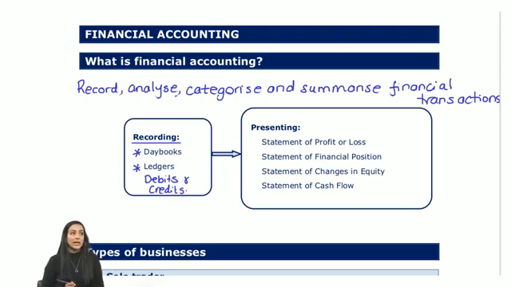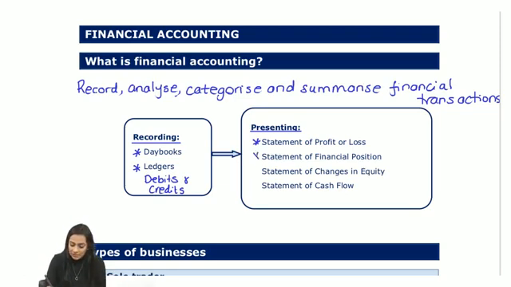Okay, and we'll look at debits and credits in this session today. Once you've finished recording all your information, we then present the information in such a way that the users of this information or the owners of the company can understand what has gone on. And we present the information in something called statements. So we have the statement of profit or loss, which shows the profit or loss of a company.